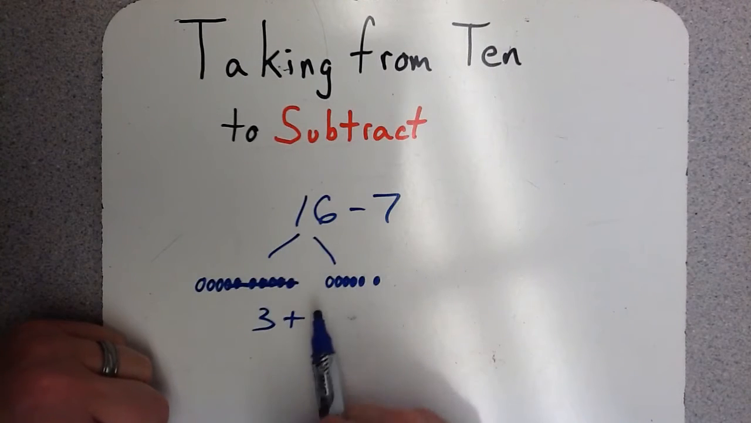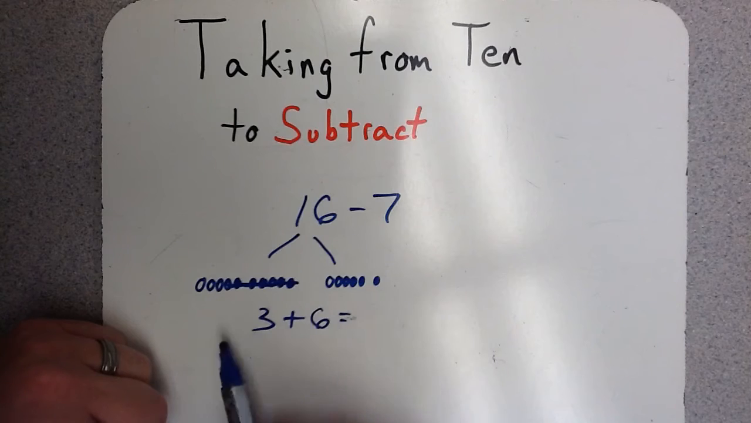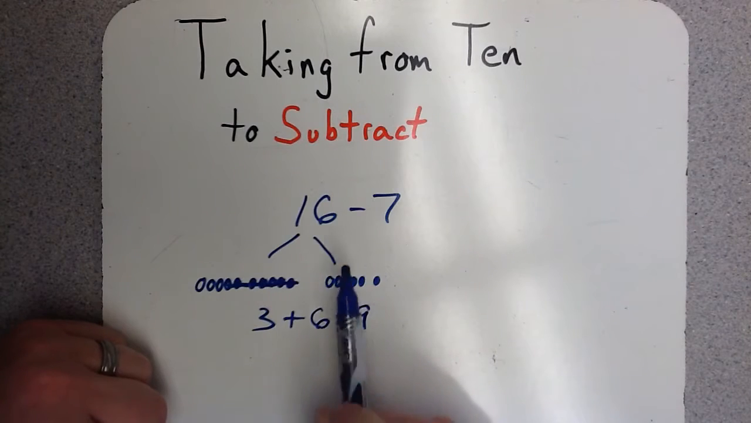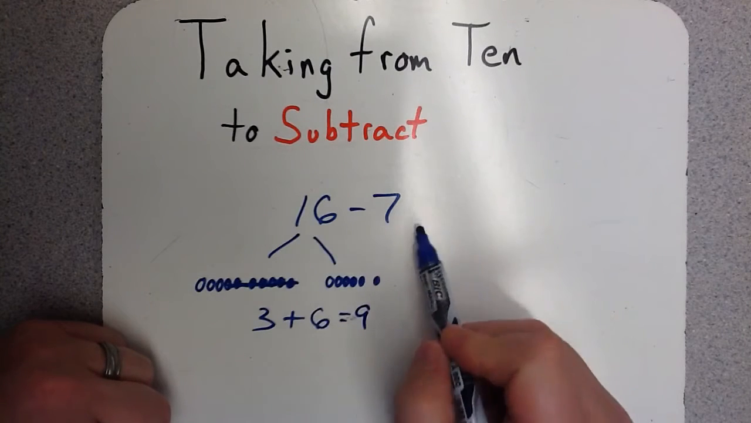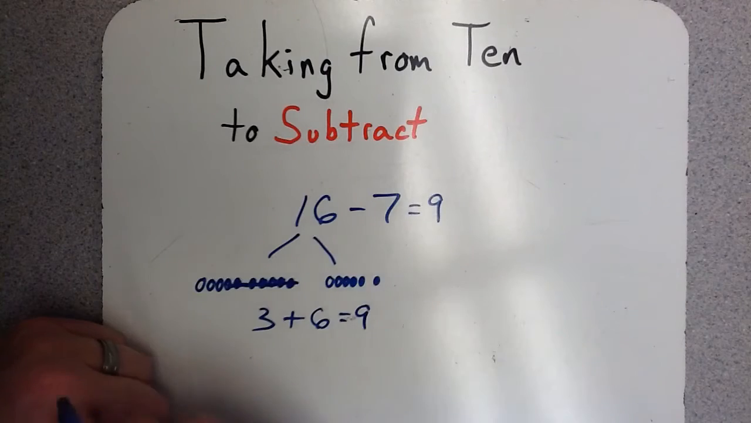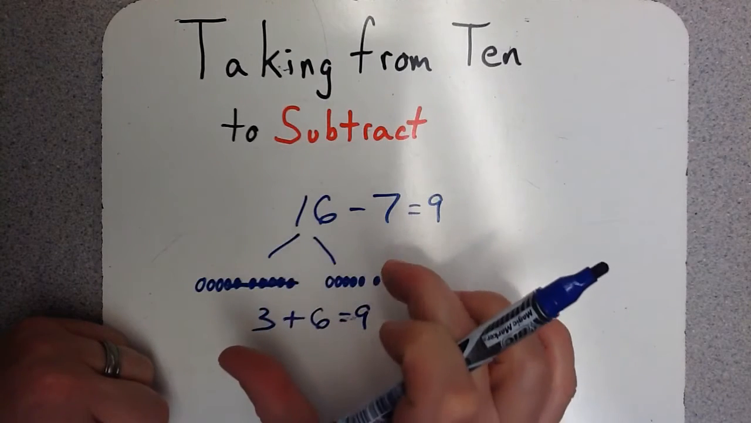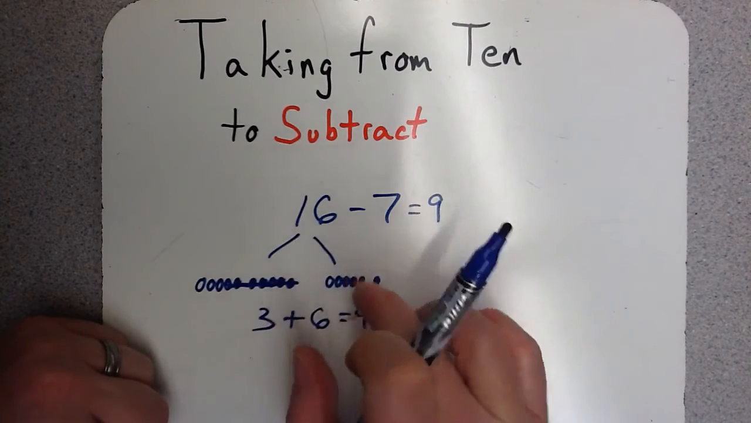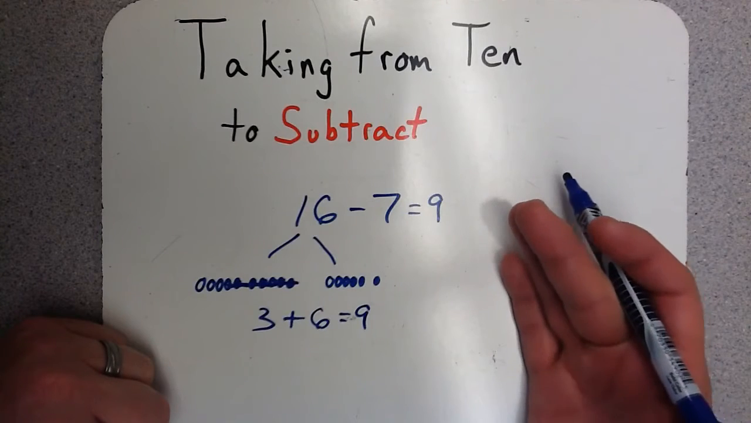And then my 6 that I had over here, and 3 plus 6 is 9. So that tells me that 16 minus 7 is 9. So that's how I can solve this problem using the counters. Now let's look at what it would look like just using a number bond.